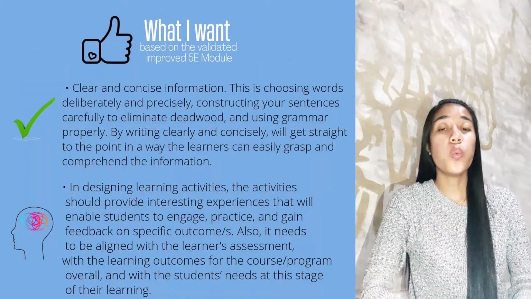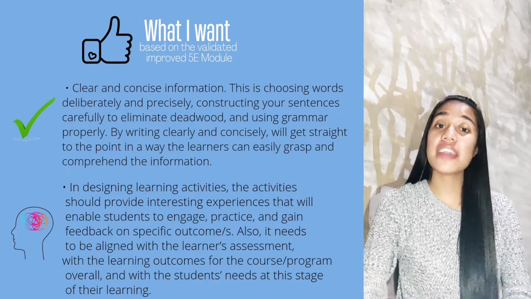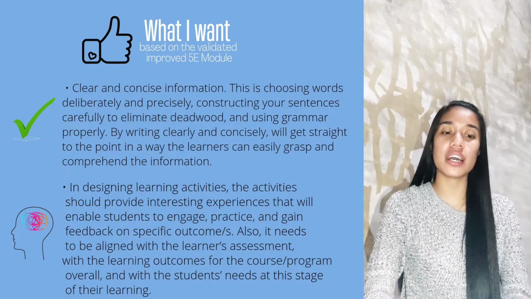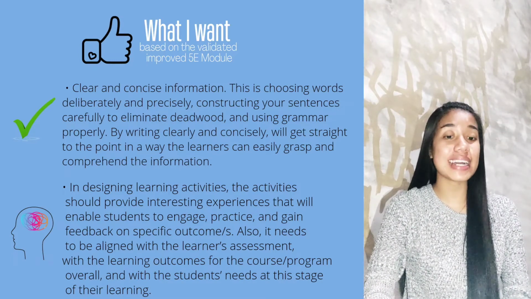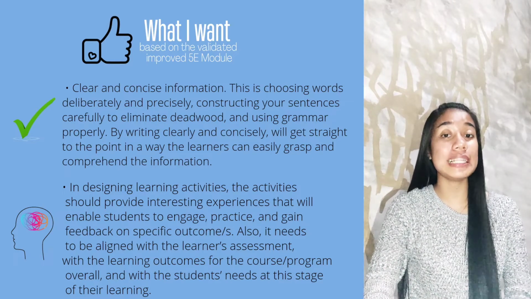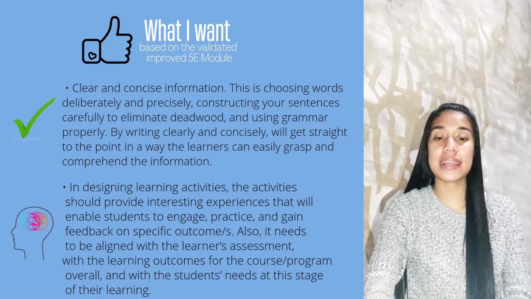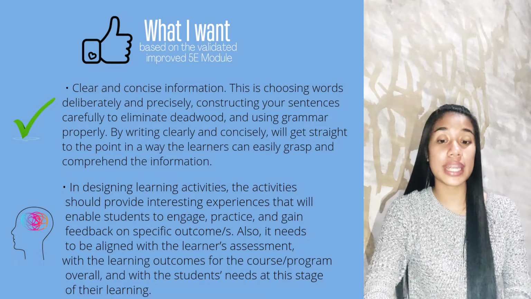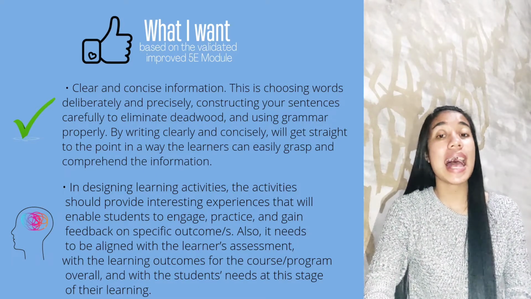Next, on what I want based on my validated, improved 5E module: clear and concise information. This is choosing words deliberately and precisely, constructing your sentences carefully to eliminate dead wood, and using grammar properly. By writing clearly and concisely, we'll get straight to the point in a way the learners can easily grasp and comprehend the information.